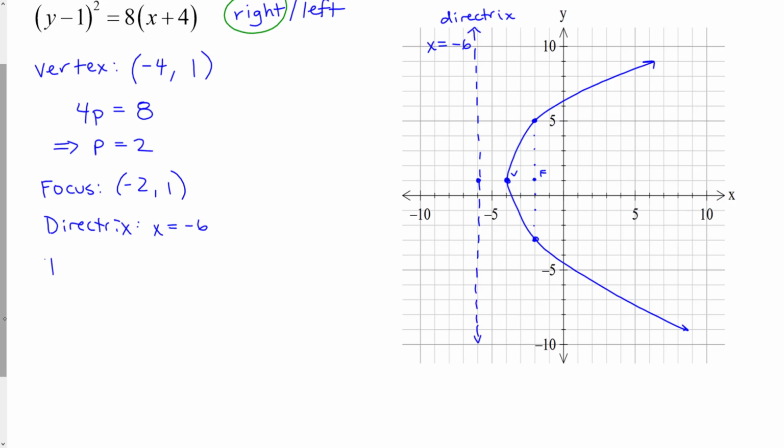All right, the domain and range. The only reason these will be in any way different from the last example is just because this is opening to the right. So in this case, the domain is restricted. My vertex is at -4 on the x, and that's as far back as it goes on the x. So from -4 to +infinity. That's where my parabola is located on the x. And the y is -infinity to +infinity.